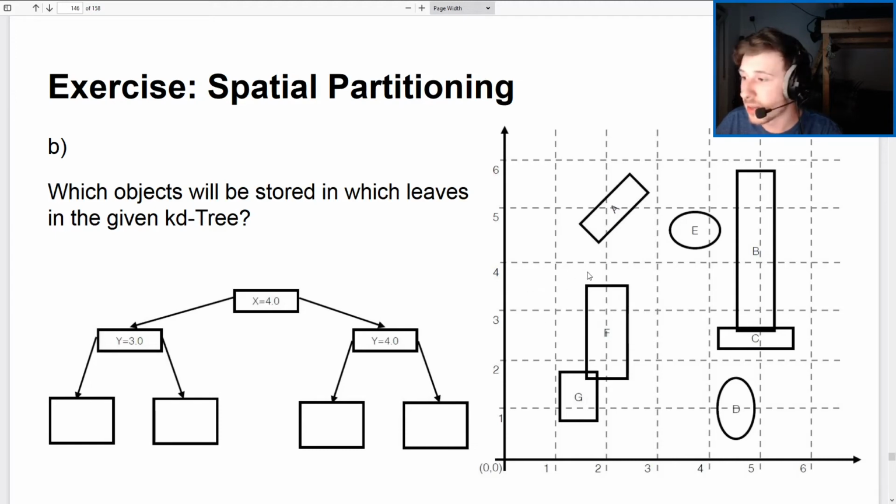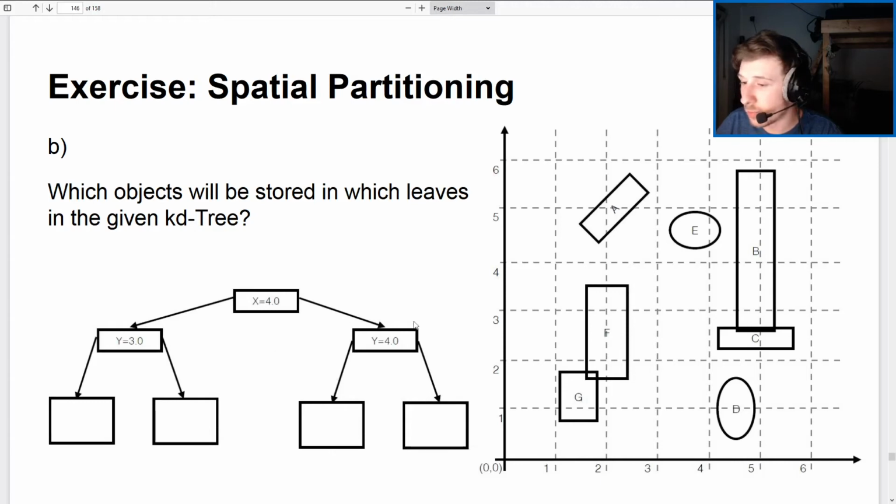And in this little box, it's not really a square, F kind of intersects it, is in it, partially E is kind of in it, and A is kind of in it. So down here we would write E, A, and F. Then we have Y equals 3, so below 3, but still left of the 4, we have a little box here, and we have F and G in it, so write down F and G here.